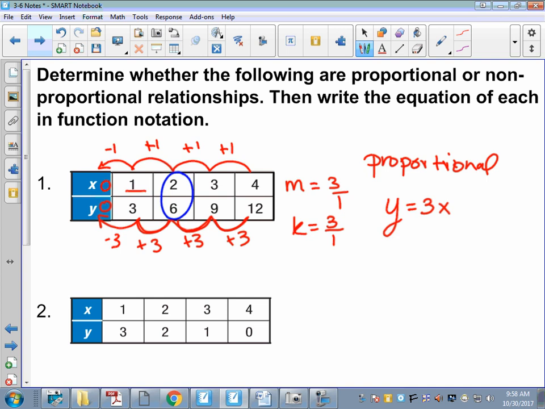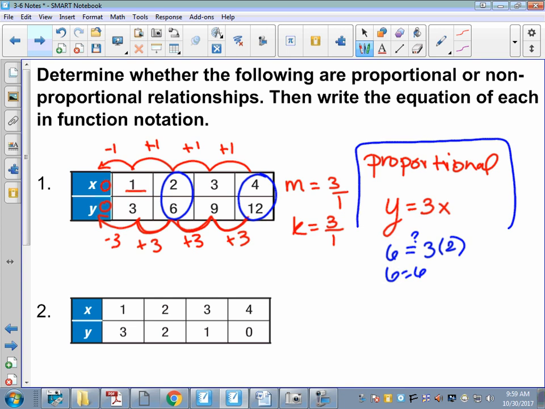I might just take this ordered pair 2, 6, and I'm going to check it. If I plug in 6 for the y value, does it equal 3 times 2? Yes, 6 equals 6. That's a true statement. If I use 4 and 12, does 4 times 3 equal 12? Yes. So you don't have to show the work for the check. I just plug in a couple points. It should work all the way down the table. So this is proportional, and my equation is y equals 3x.